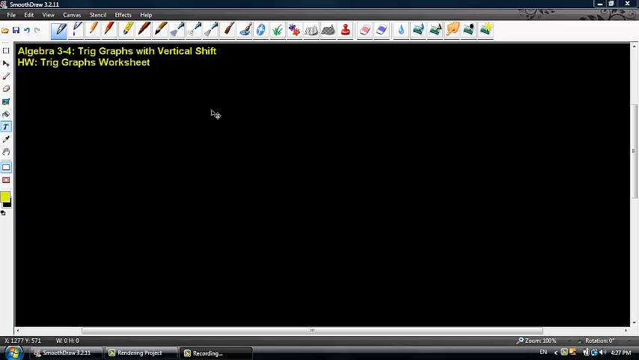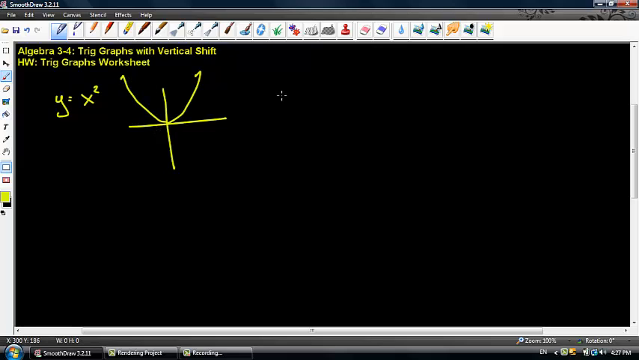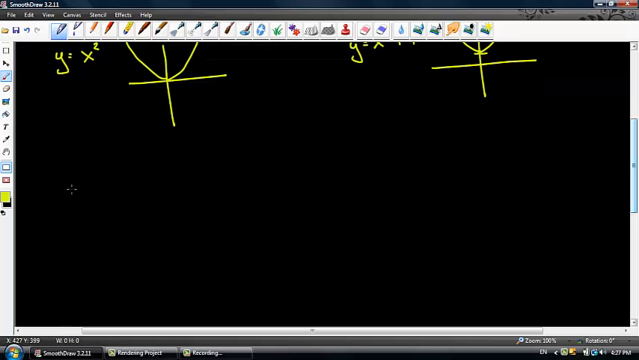Before we get into trig graphs with a vertical shift, I want to review real quick: what does a vertical shift look like in a graph? If I asked you for y equals, say, x squared, you would know that it's centered at the origin and it moves upward. And if I was to say y equals x squared plus 1, you would know that it's shifted up 1. And that's it, right? Well, vertical shifts in trig graphs are no different.